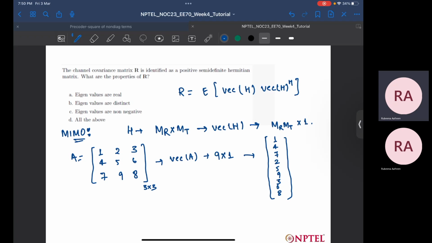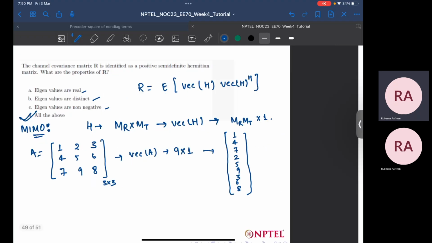So here it is given as properties of the positive semi-definite matrix. The eigenvalues will be real as well as distinct as well as non-negative. So the answer should be all of the above.